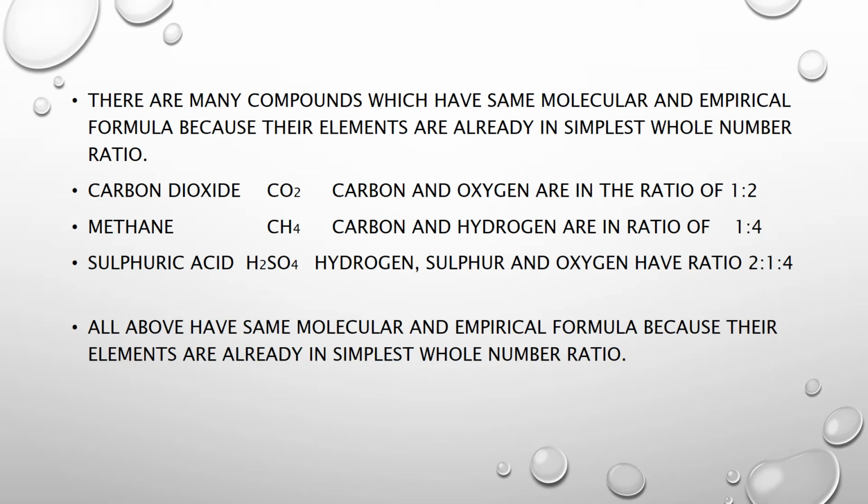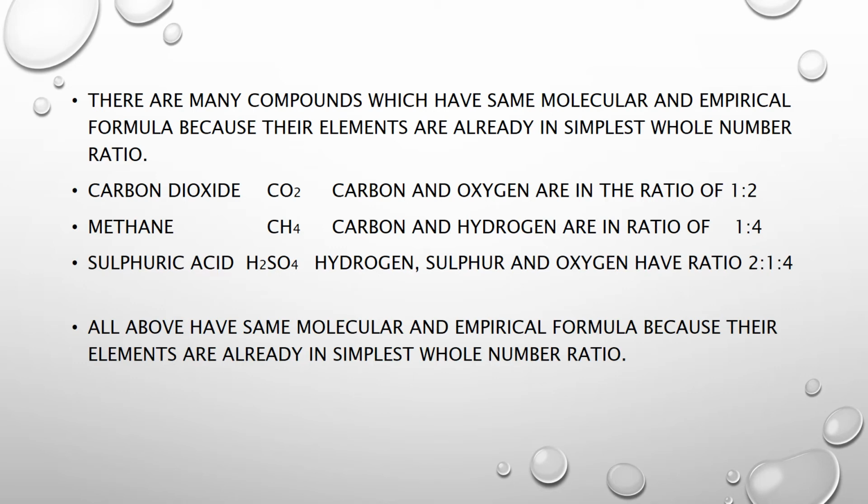First you can see the example of carbon dioxide. In carbon dioxide, carbon and oxygen are in the ratio of 1:2. In the case of methane, the ratio of carbon to hydrogen is 1:4. Third example, sulfuric acid, in which hydrogen, sulfur and oxygen are present in the ratio of 2:1:4. All these three compounds have the same molecular and empirical formula. Now why is this the same? Because their atoms are already in the simplest whole number ratio.